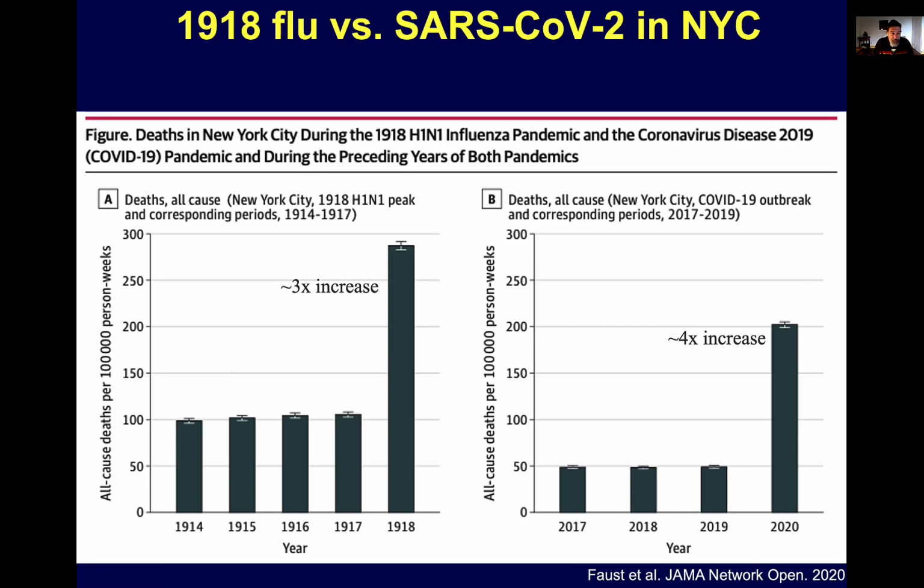indeed, there was a recent paper in JAMA that compared the increase in death over time in 1918, looking at the all-cause death rate, which hovered around 100 deaths per 100,000. And when pandemic flu hit, there was a threefold increase in the all-cause death rate in New York City. And comparing that to what we're seeing with SARS-CoV-2, with about 50 deaths per 100,000 over time, an increase to about 200, which is a fourfold increase. So it does look as if this is a pandemic that is even more lethal than what we saw in 1918 in New York.